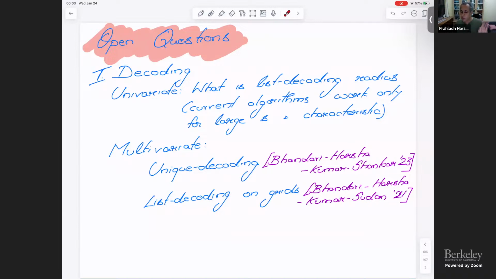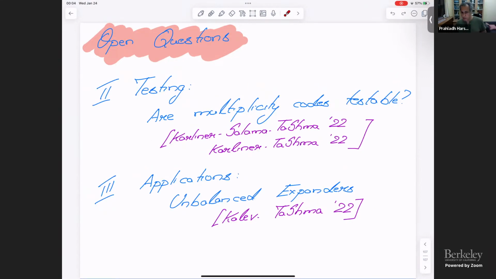We can do unique decoding all the way up to half the minimum distance. We can do list decoding on grids, but they don't answer this question completely. So it's widely open how to do unique decoding for multivariate. We don't have an algorithmic result for all parameters of S. And for list decoding, I'd like to ask, up to the Johnson radius, do we have it? We don't yet know how to do this for the multivariate setting.